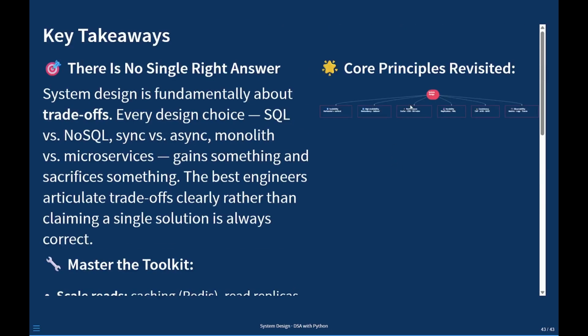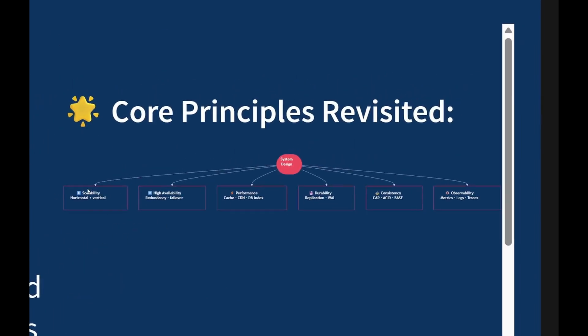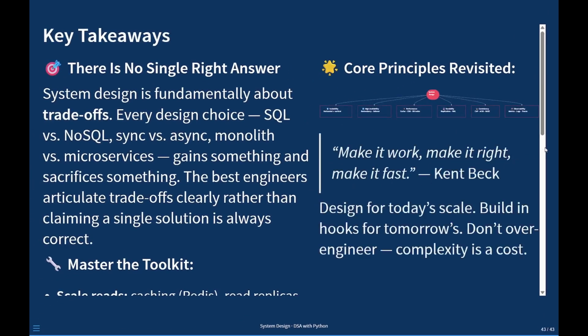The diagram on the right shows the 6 pillars every system should be evaluated against: scalability, high availability, performance, durability, consistency, and observability. These are not checkboxes. They are tensions you balance continuously.